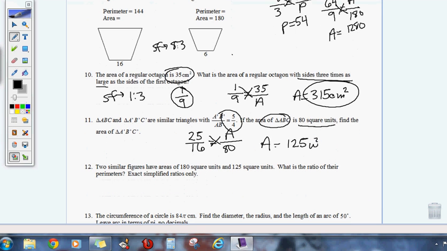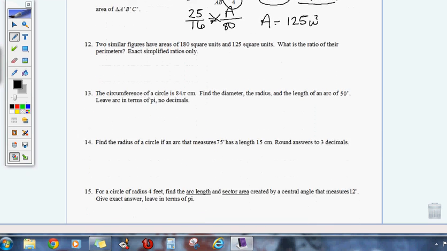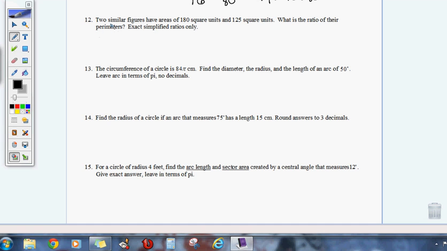All right, moving down to number 12, the last one of this concept we've been trying to get the last few problems here. Number 12, two similar figures, that's the key. Only when they're similar can we do these things. They have areas of 180 and 125. I really hope you spend some time and focus in on this problem because this is one that can definitely mess with our brains a little bit. So what is the ratio of their perimeters? That's the exact same thing as asking what's the ratio of the scale factors. So right now you need to understand what 180 to 125 represents. You need to clearly understand what that represents.